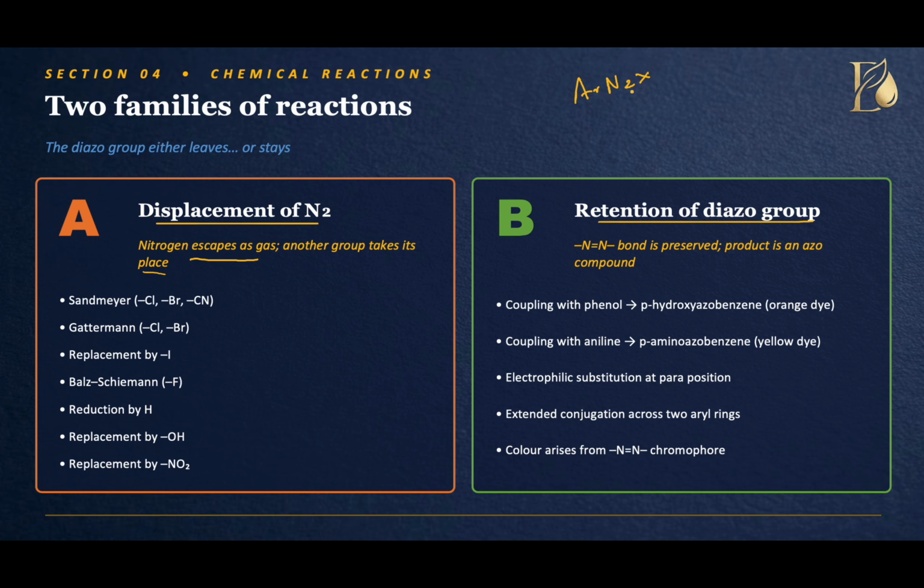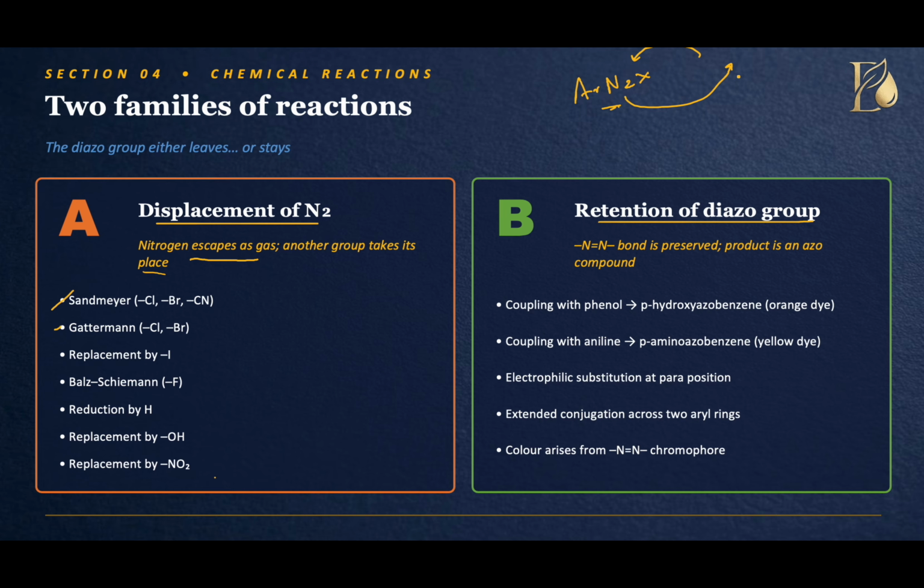In the first case, displacement of N2, nitrogen escapes as gas and another group takes its place. So what is happening here? N2 escapes as a gas and another group comes and takes its place and forms a new compound. So there are seven different reactions to study. First one is Sandmeyer reaction, then Gattermann reaction, replacement by iodine, then Balz-Schiemann reaction, reduction by hydrogen, replacement by OH, replacement by NO2.